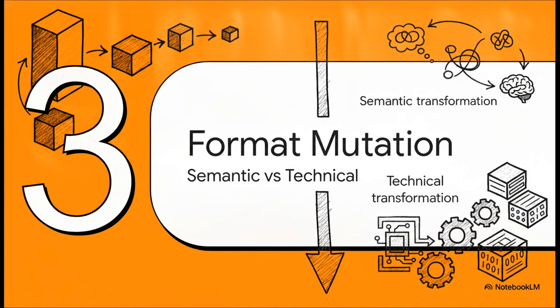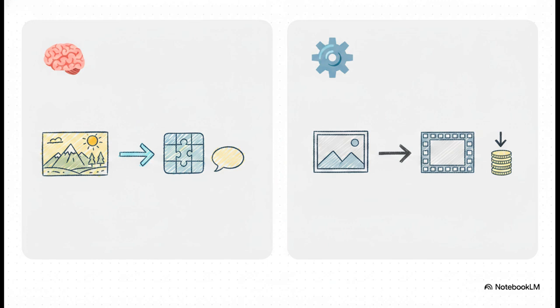All right, moving on to part 3, mutation, semantic versus technical. To really nail this architecture, you have to grasp format mutation, specifically the difference between semantic transformation and technical transformation. Semantic transformation is where your LLM absolutely shines. This is when you need to take an image, extract a really nuanced description of what's happening, turn that into structured JSON, and generate a human-readable explanation. That requires deep cognitive reasoning.